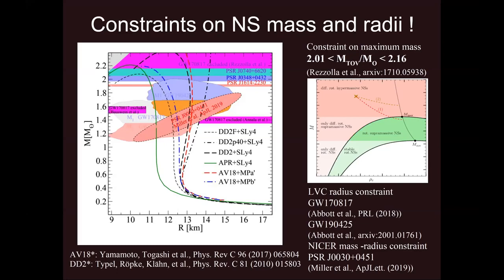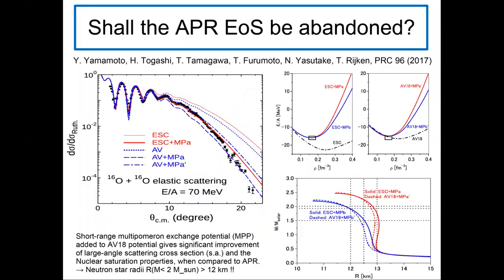Here I would like today to acquaint you with recent work by the Japanese group of Yamamoto, Togashi, and collaborators, including also Thomas Rijken from Nijmegen. And they have analyzed, and now comes an inset, oxygen-oxygen scattering at an energy per nucleon of 70 MeV. Here, the black dots show the data of the angular distribution of the differential cross-section of this scattering.